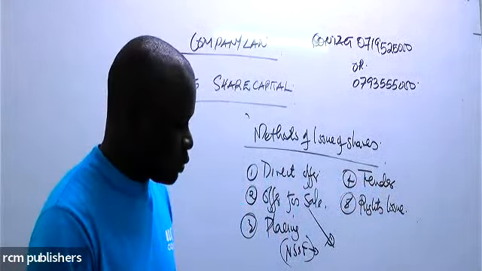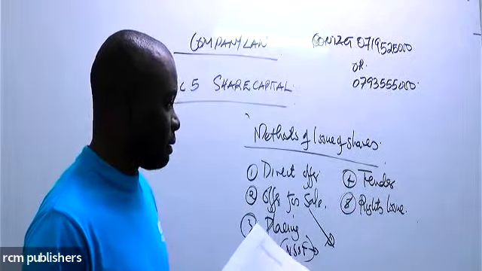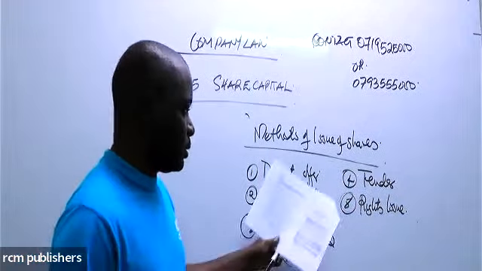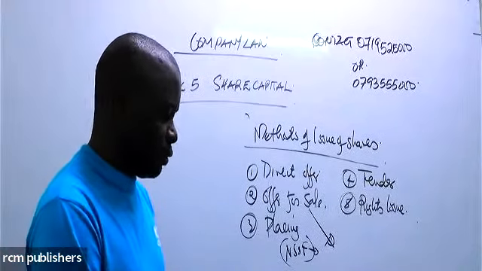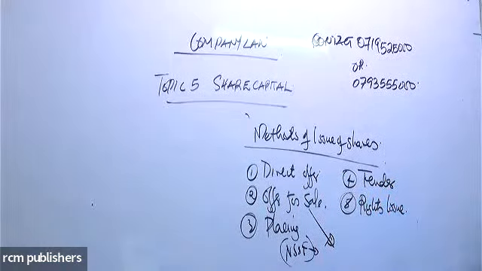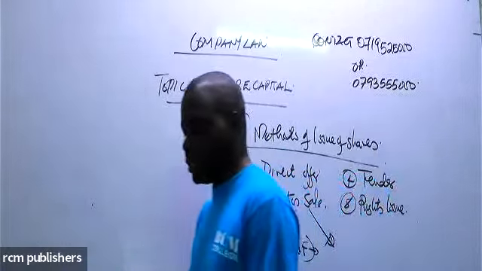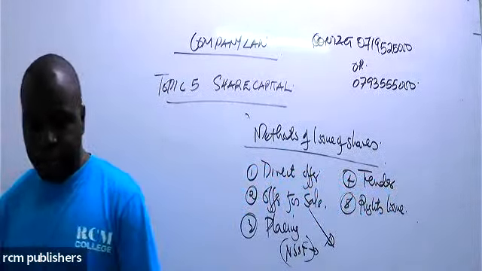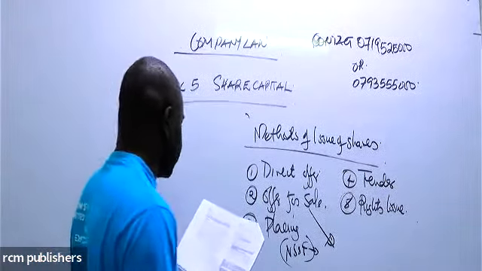So those are the methods, so don't forget about them. These ones can be tested. You can see I've highlighted them. When you see the notes where I've highlighted, that is very key. The method of issue of shares test, they put there 8 marks. They ask you to explain 4 methods of issue of shares.